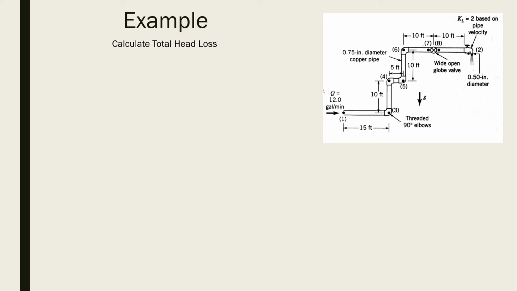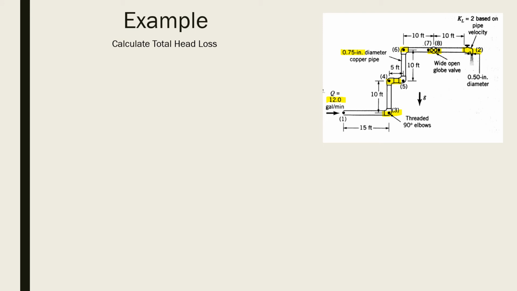Using the information we've learned thus far, we can now start an example problem where we find the total head loss of a piping system. As you can see in the image, we're given a piping system which has 4 threaded 90-degree elbows, a wide open globe valve, and a nozzle with a loss coefficient of 2 based on the pipe velocity. The image also gives us the flow rate, which is 12 gallons per minute, and a diameter of 0.75 inches.